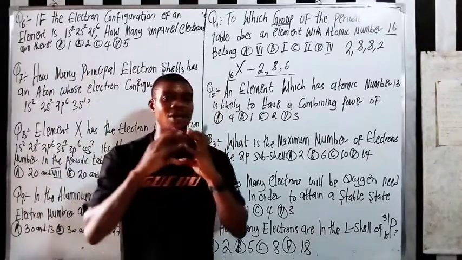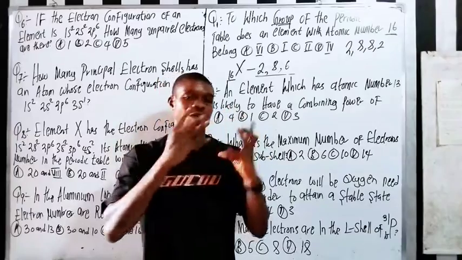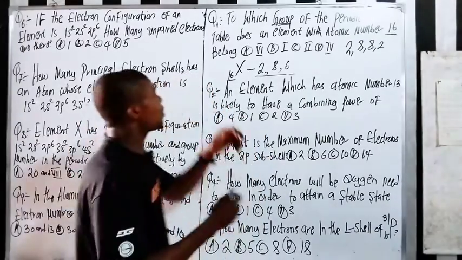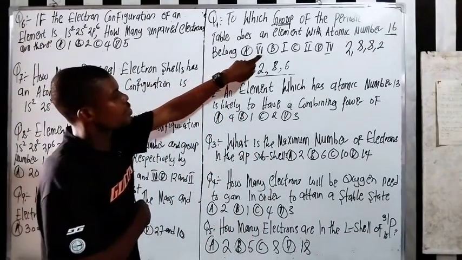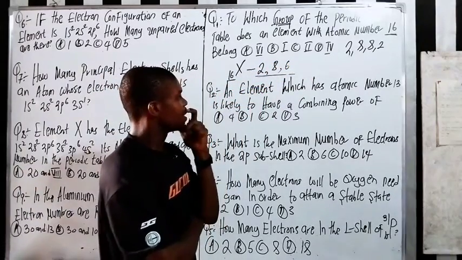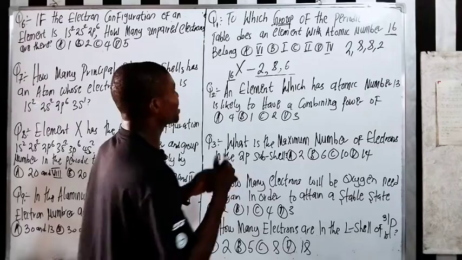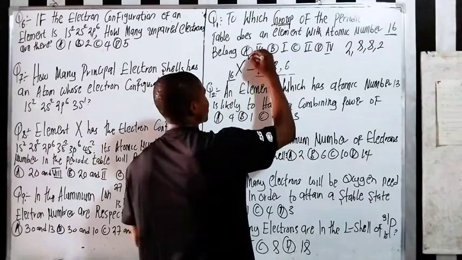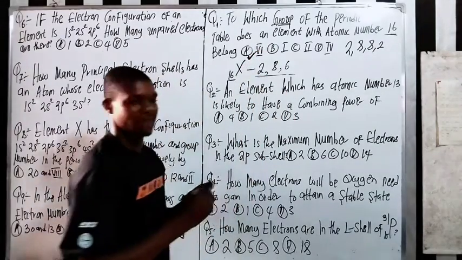You're using Roman figures to denote it. So you have VI, I, II, and IV, right? So it means that it belongs to group 6. The answer is group 6. Do you understand?